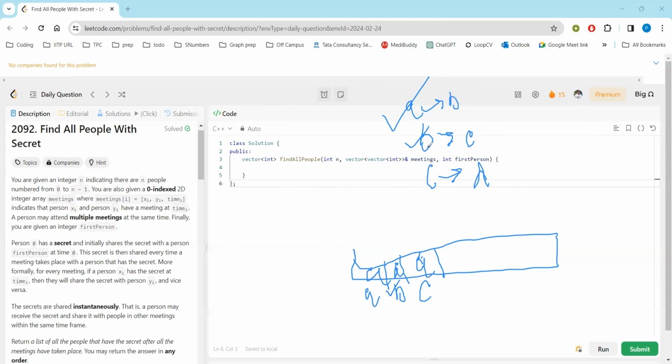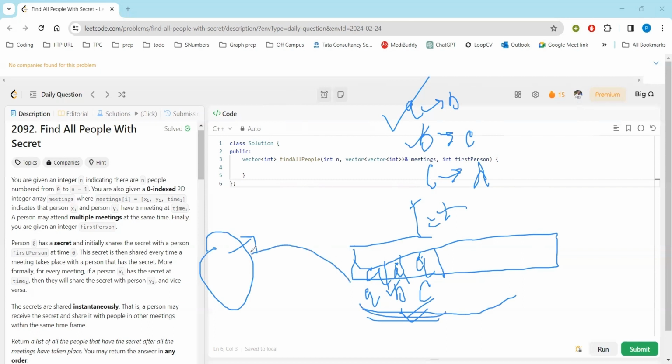Now suppose this person doesn't know the secret and there is no meeting between this person and the person who knows the secret. Then in that case you have to revert back this parent. So if after time frame T we see there is no such meeting, then we have to revert back all the ultimate parents to itself. So after time frame t equal to T, we have to revert the parent of A to A, B to B, and C to C, like that.